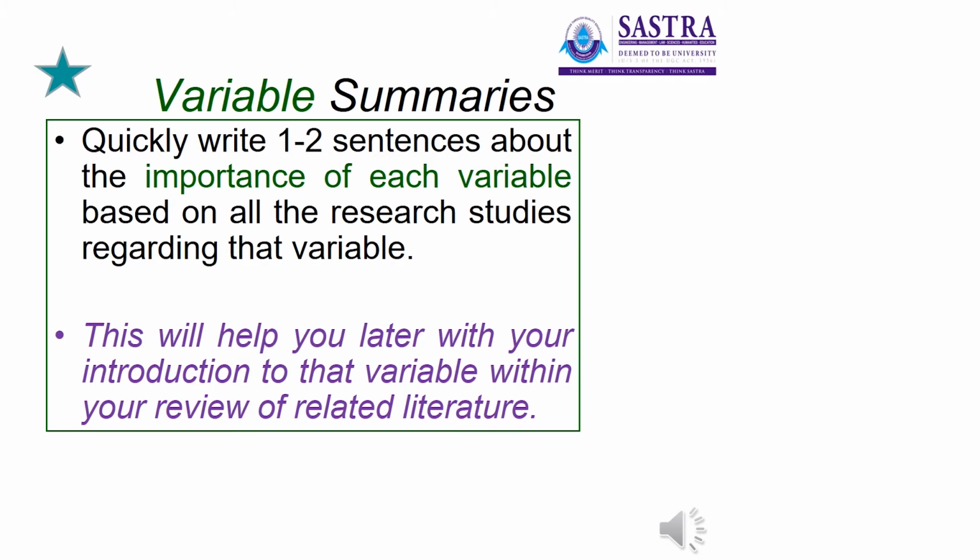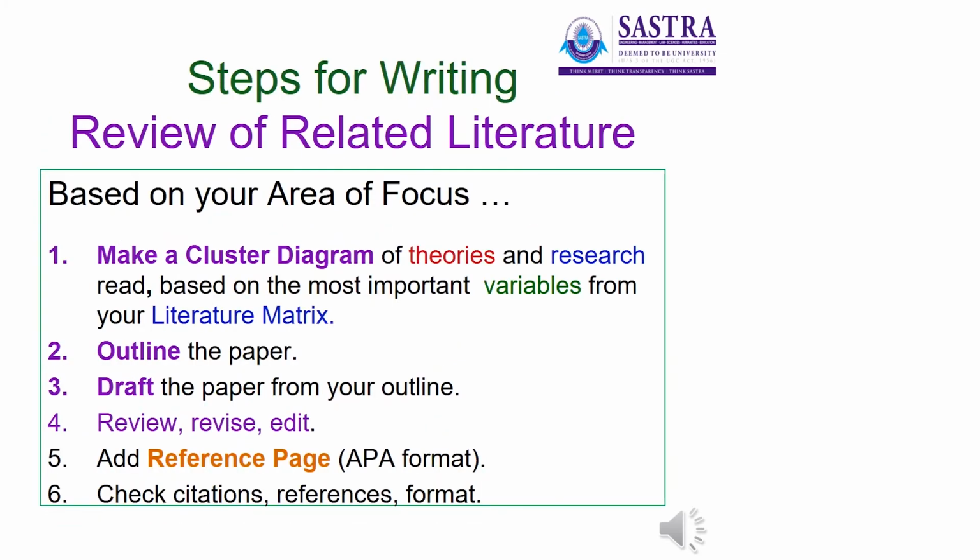Next one, once you have completed this literature matrix exercise as a researcher, quickly write 1 to 2 sentences about the importance of each variable. How is this variable important, significant, and how is it relevant to your area of study? How is it going to contribute or support your research? This is very important. Based on all the research studies regarding that variable, we need to articulate. This will help you later with your introduction to that variable within your review of related literature.